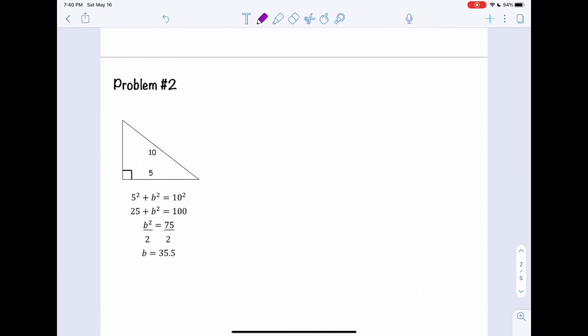Okay, so let's look at problem number 2. Let me write down my formula. Leg squared plus leg squared equals hypotenuse squared. I'm going to go ahead and draw my arrow to identify my hypotenuse. I'm going to check that they substituted correctly. So the 10 is in the hypotenuse place, that's good, and the 5 is in the leg place. So it looks like we are good for the first step.